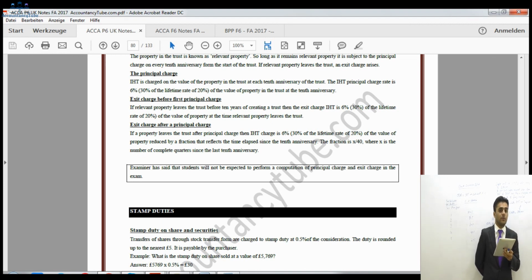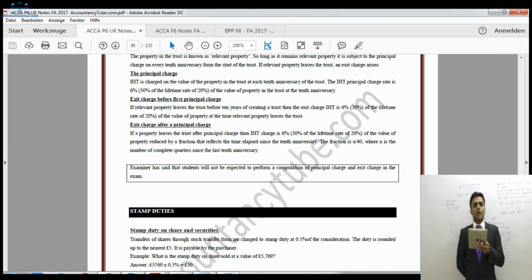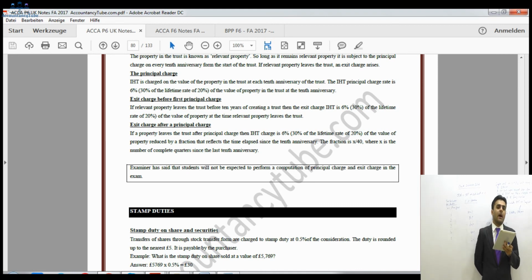Now 6% is 30% of the lifetime tax rate. Lifetime tax rate is 20%, and if you take 30% of that, that will be 6% of the value of the property in the trust at the 10th anniversary. So when the 10th anniversary arrives, there will be a principal charge. So if the property or an asset is within the discretionary trust, on every 10th anniversary, there will be a principal charge. However, if the property leaves the trust to the eventual owner, then there will be an exit charge.